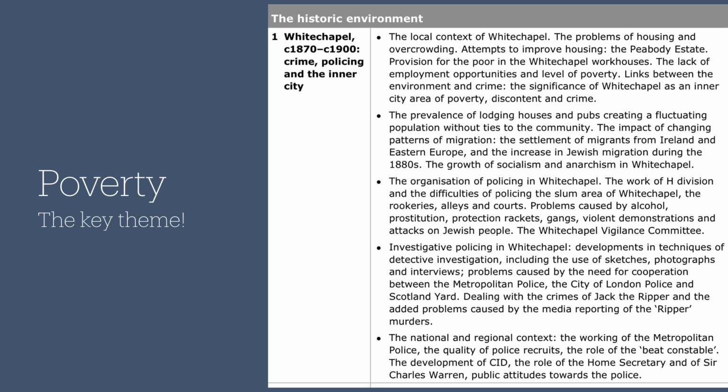So you'll see we've got to look at the local context of Whitechapel, look at the different types of accommodation and the help available for the poor, the presence of lodging houses and what this means for the population and migration, linked with crime specifically, and the organisation of police and the problems that this would create for the police.